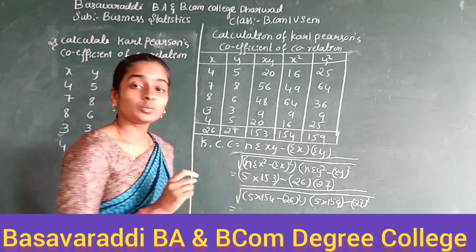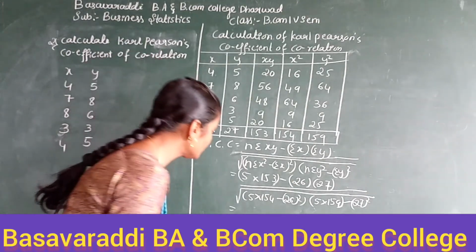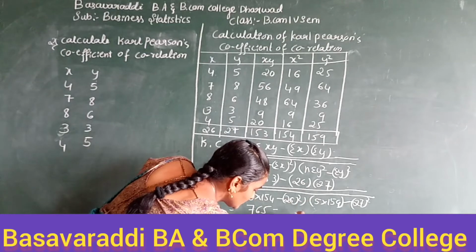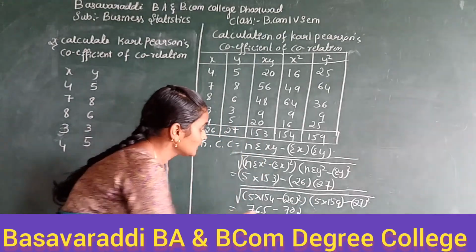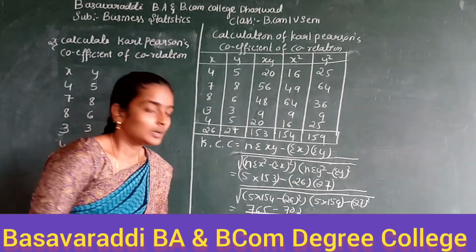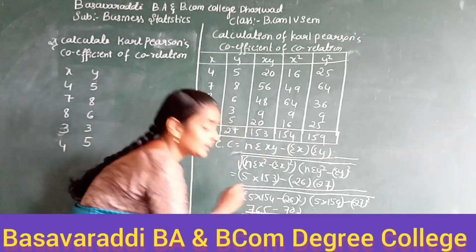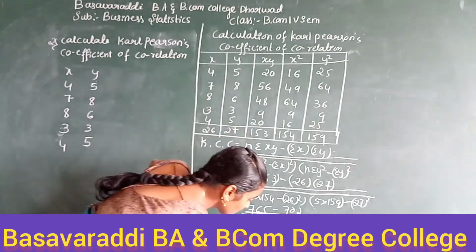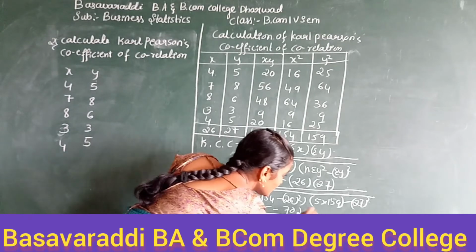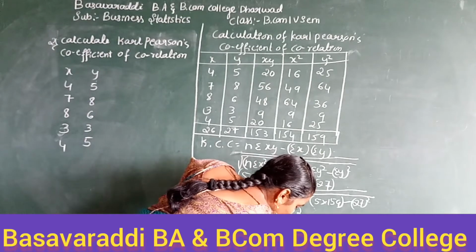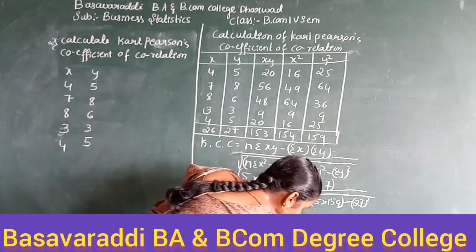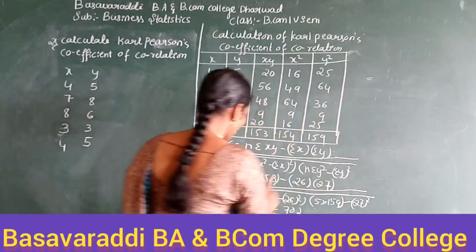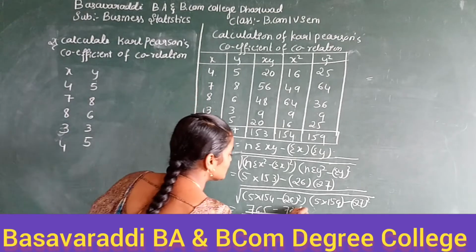Next, 5 into 153 is 765, minus 26 into 27, that is 702, whole divided by the square root of 5 into 154, 770, minus 26 into 26, 676, into brackets. Next, 5 into 159, 795, minus 27 into 27, that is 729. Okay, next. 765 minus 702.